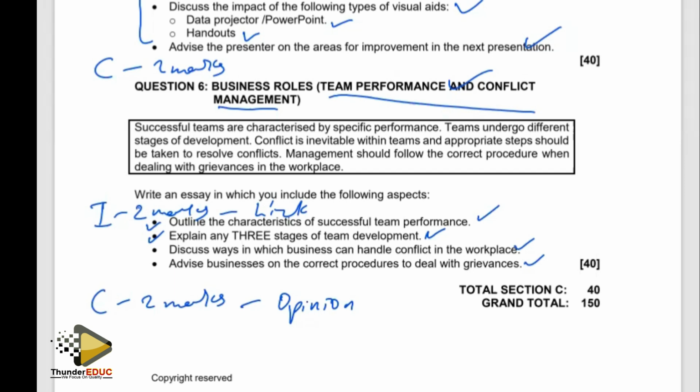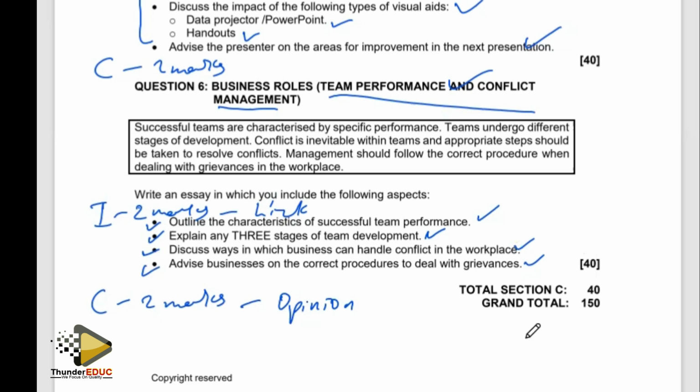Okay, right. So now let's check the ways in which businesses can handle conflict in the workplace. So now, guys, if you still remember, this is just a repetition of the essay that we dealt with in a previous paper. So now let's check also the correct procedure to deal with grievance. So now also this one, we actually covered it along the paper.